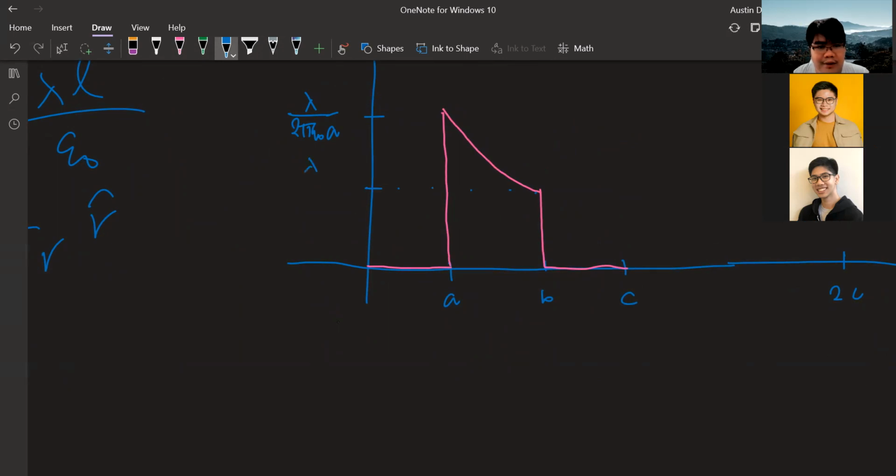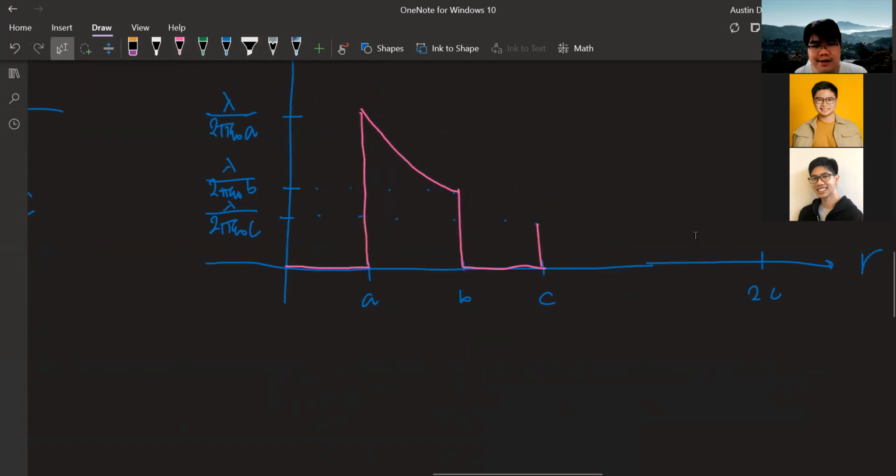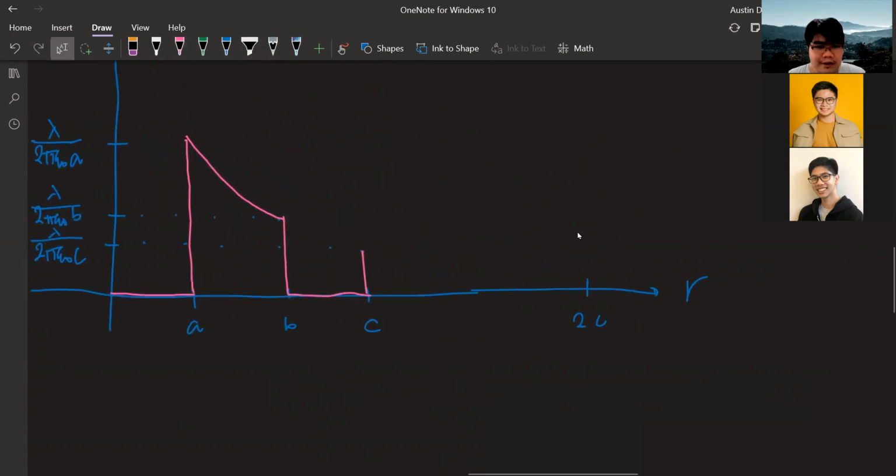So, this is lambda over 2 pi epsilon naught B. Then, let's have another one for C: lambda over 2 pi epsilon naught C. Okay? What happens is that the electric field continues after C, once you are outside the outer cylinder. Then it would be exponentially decreasing. Yes, so that's it. It extends to infinity.